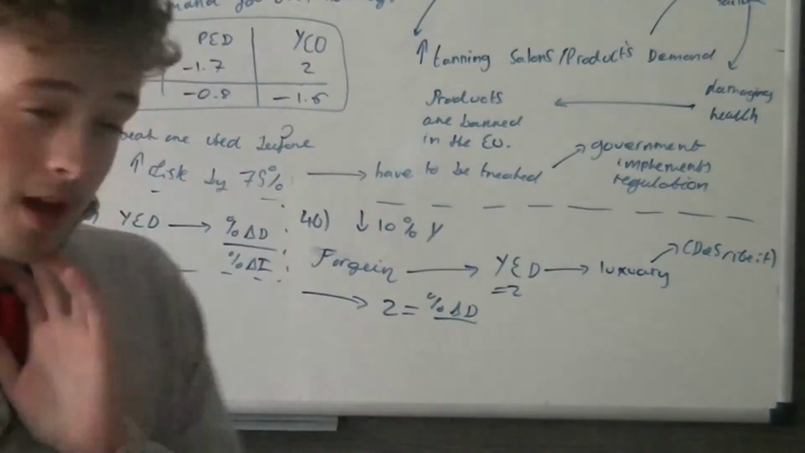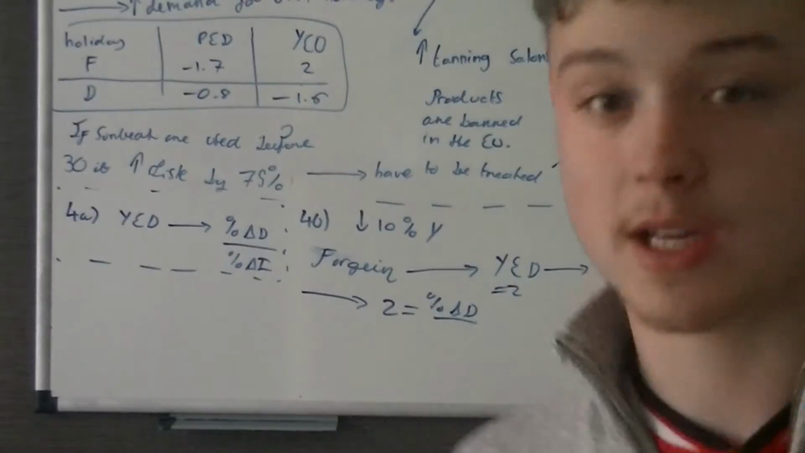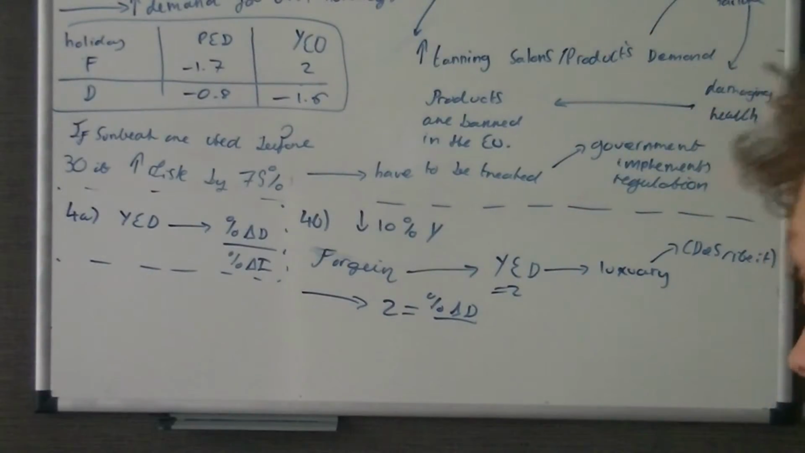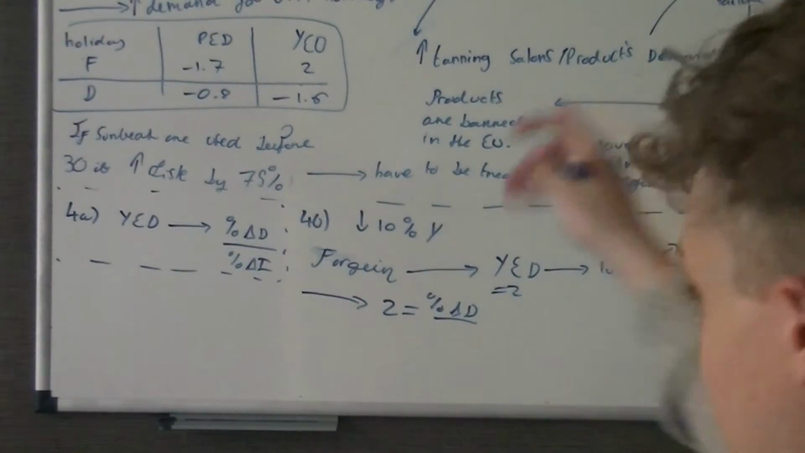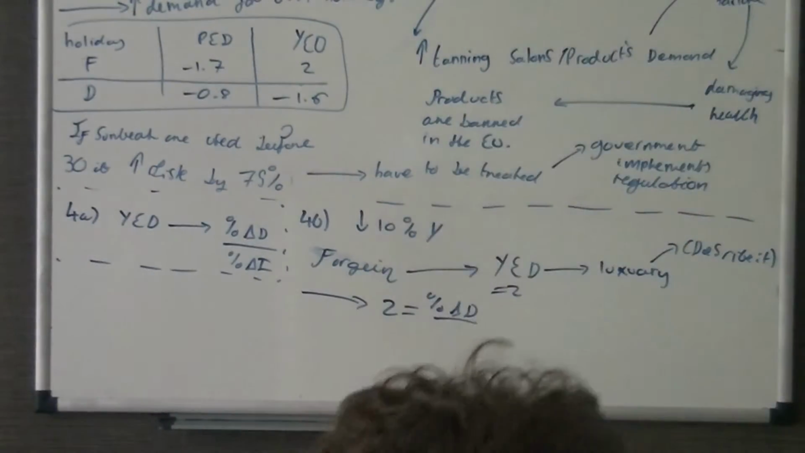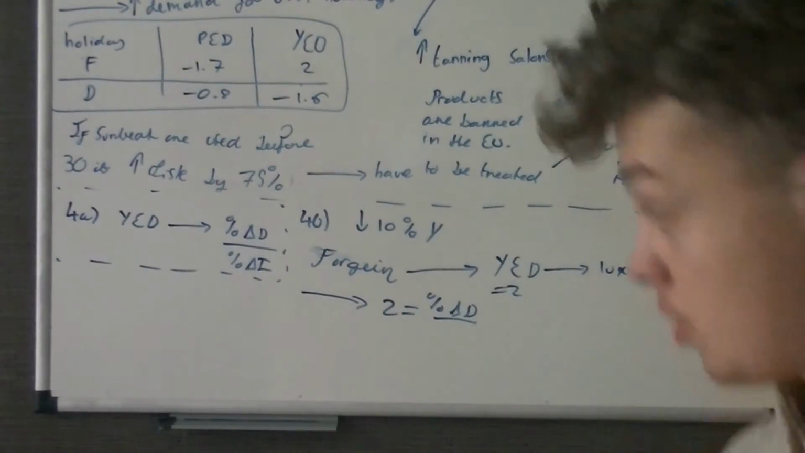Just 2 things. If you get a question on elasticity, it's probably going to give you the formula, give you the value of the YED, or give you a percentage change in demand. Basically, it's going to ask you for one of the parts of the formula, and you use the other 2 parts to sort of slot it in and use it to talk about it.